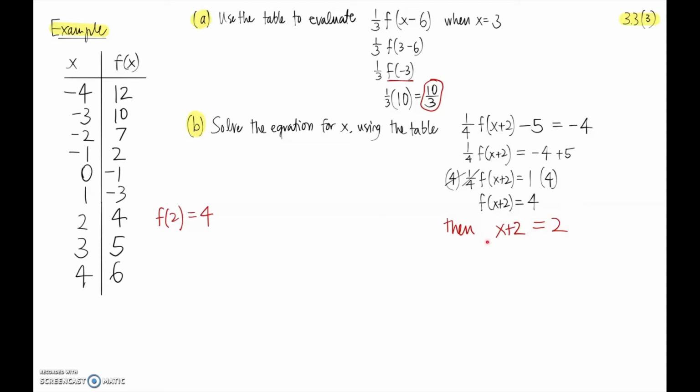Okay, from here, this is super nice because now we are able to do the thing that they're asking us to do, which is to solve for x, and I'm just going to subtract 2 from both sides, and I get that x equals, let's see, 2 minus 2 is 0, and that's it. That's the solution to this problem.